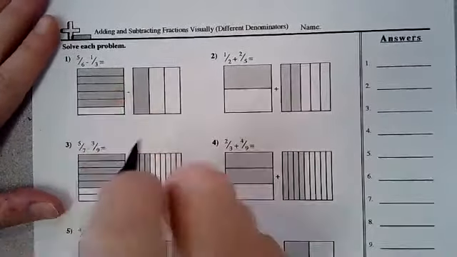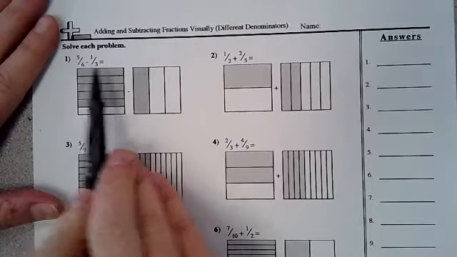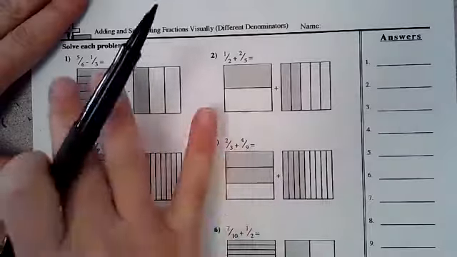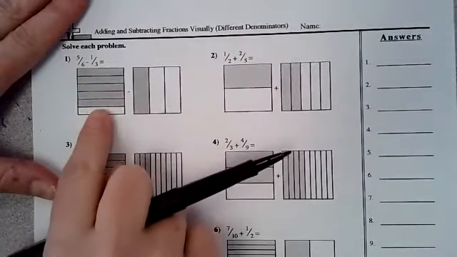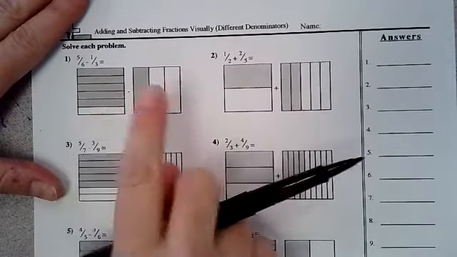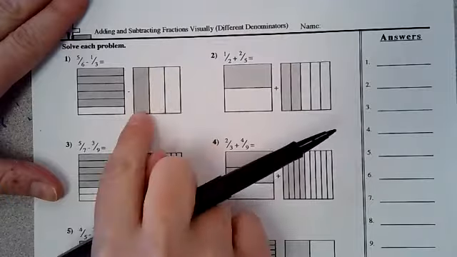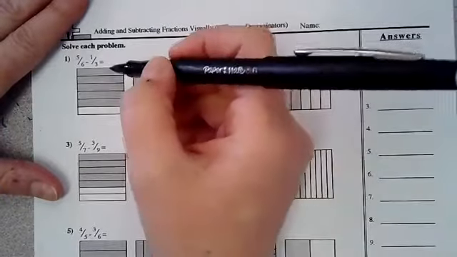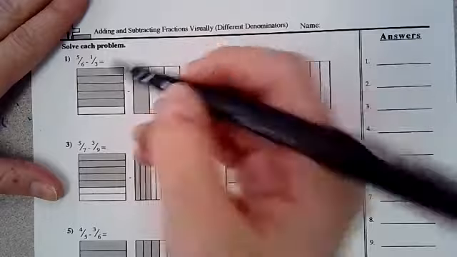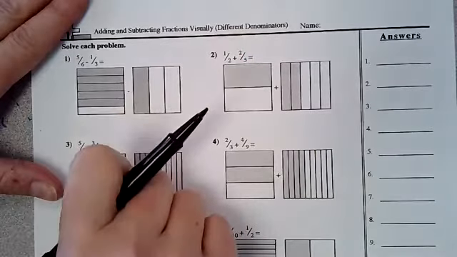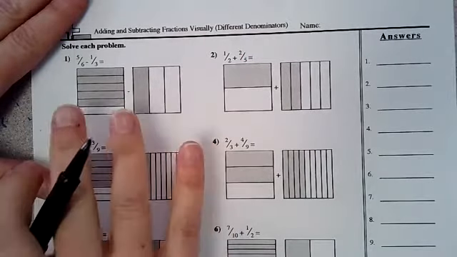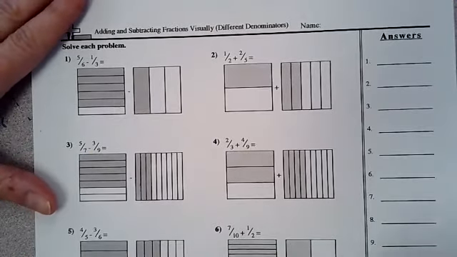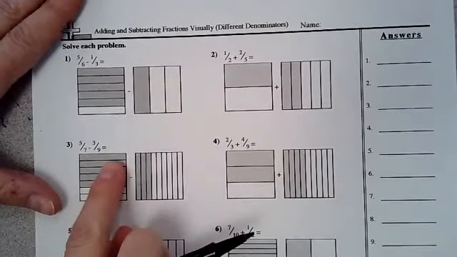All right, so first off, let's notice that number 1 is subtraction and number 2 is addition. In the first one, you've got 5 out of 6 for 5/6, and for the second fraction, you've got 1 out of 3 making 1/3. Well, you can't subtract thirds from sixths because the pieces are not the same size. So you have to adjust this to make the pieces the same size. So what you'll need to do is decide on a common denominator.